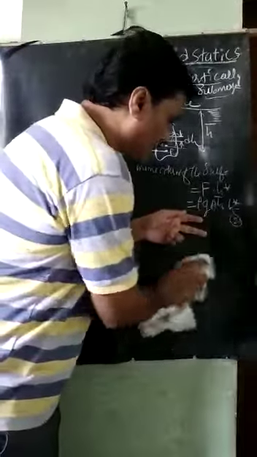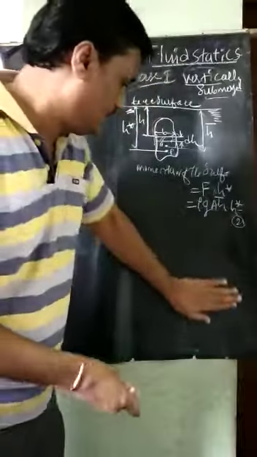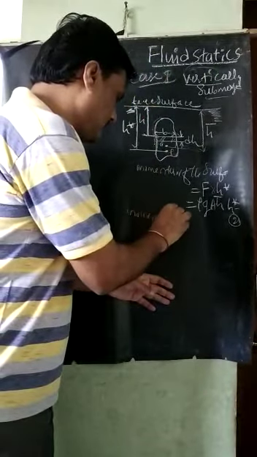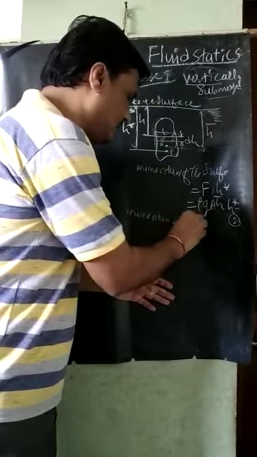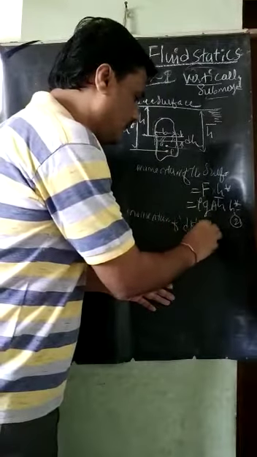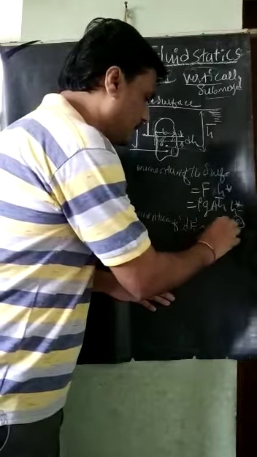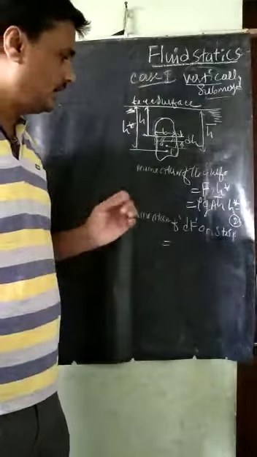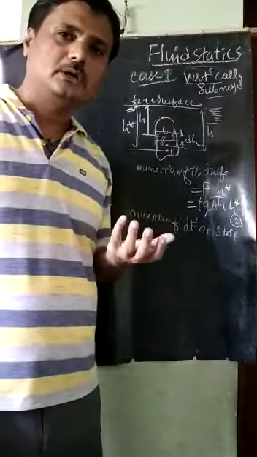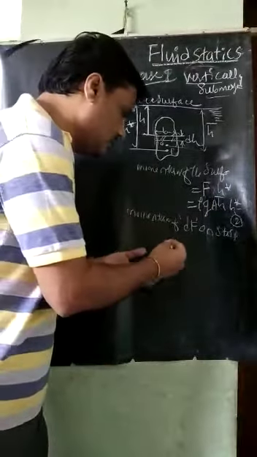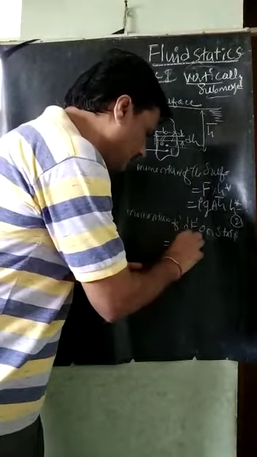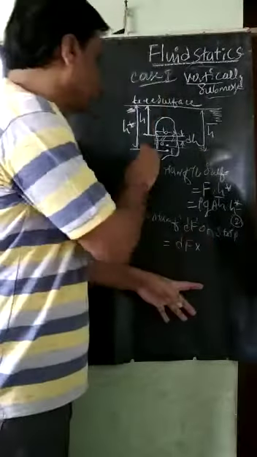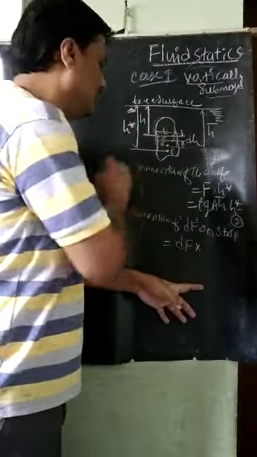So next, the momentum of the small force dF. It is a small force on the strip here, the small strip. That is equal to what? That is equal to the small force, dF, into the distance of this small strip, which is h here.